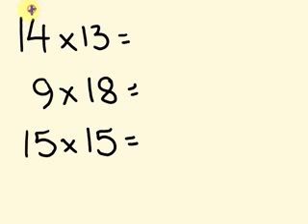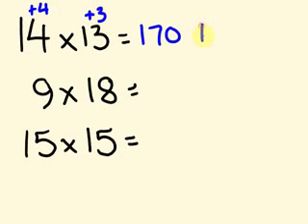So this one's 4 above. This one's a plus 3. So we get 14 plus 3, which is 17, so 170. And then we multiply these two numbers. 4 times 3 is 12. So we add these together and we get the answer of 182. Okay, what about we do this next one now?